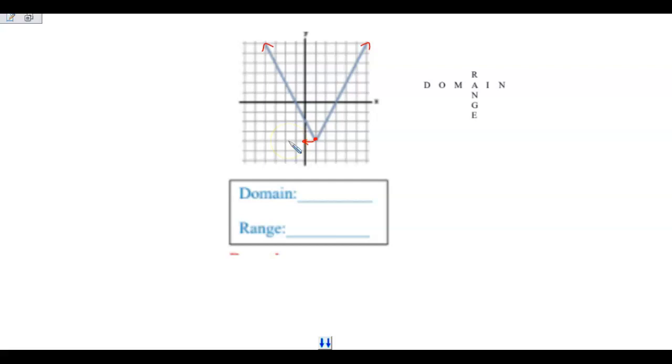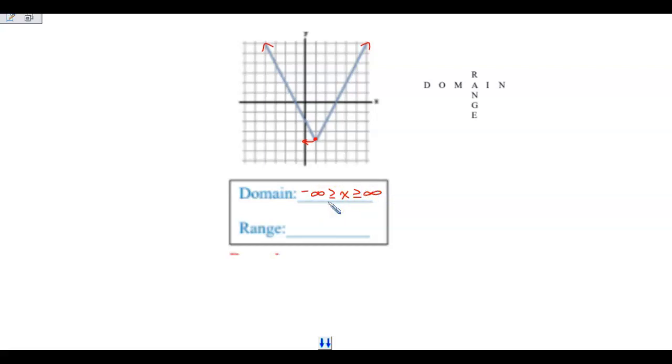So my domain, that's my x values, they're going on and on and on, and they can go on forever. So it is going to be negative infinity less than or equal to x, which is less than or equal to positive infinity.